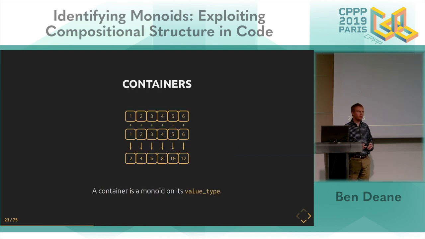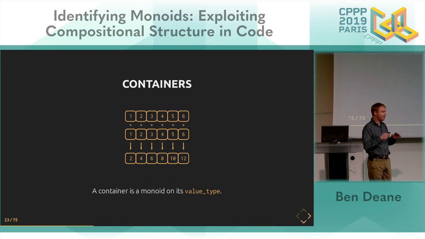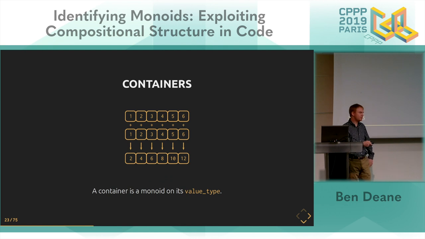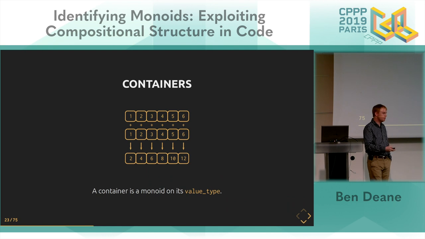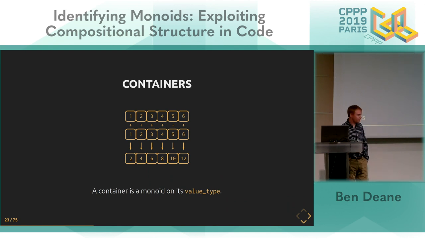Well, we already saw that complex numbers were, and things where we could do point-wise addition. So that's exactly the case for containers as well. Any container is monoidal on its value type, which is to say we can apply the operation member-wise. I've got pluses here just for the sake of exposition, but this could be any monoid operation. This is a container of ints, but you could have a container of strings with concatenation, or a container of complex numbers with multiplication, or whatever.